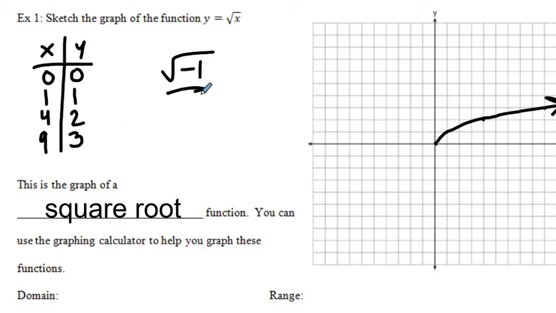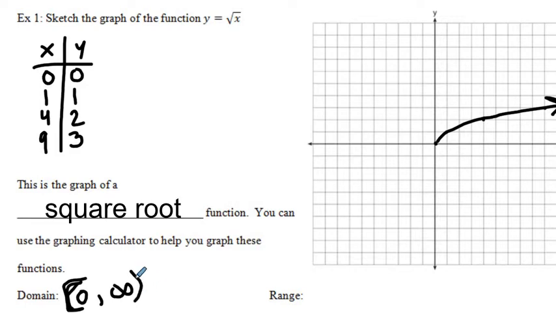Those numbers do not exist. They're called imaginary numbers, and we're not going to deal with those until Algebra 2. So don't worry about that for now. Just remember that you cannot take the square root of a negative number. So our domain is going to start at 0. And it's going to go to infinity.